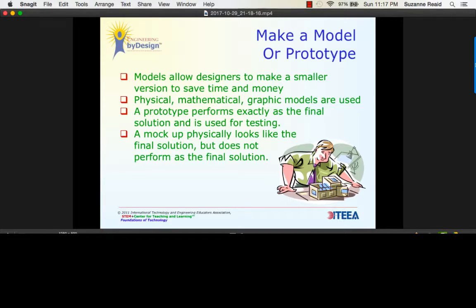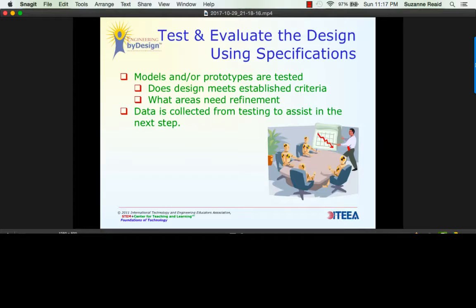A physical model, mathematical model, graphic models, they are all used. A prototype performs exactly as the final solution and is used for testing. A mock-up physically looks like the final solution but does not perform as the final solution. Testing and evaluating your design. Models and prototypes are tested and data is collected from testing to assist in the next step.